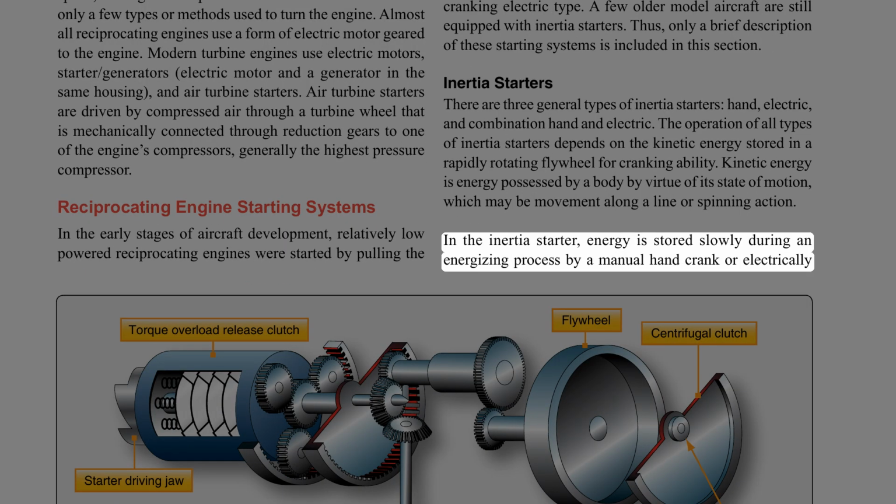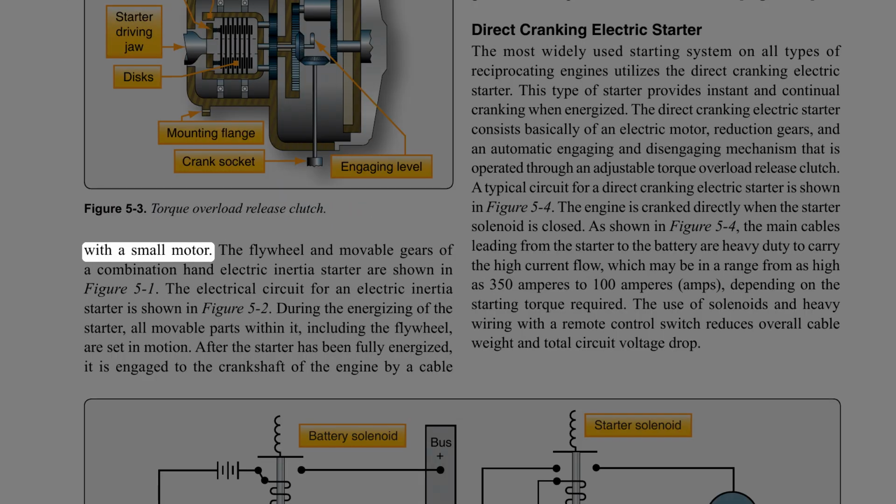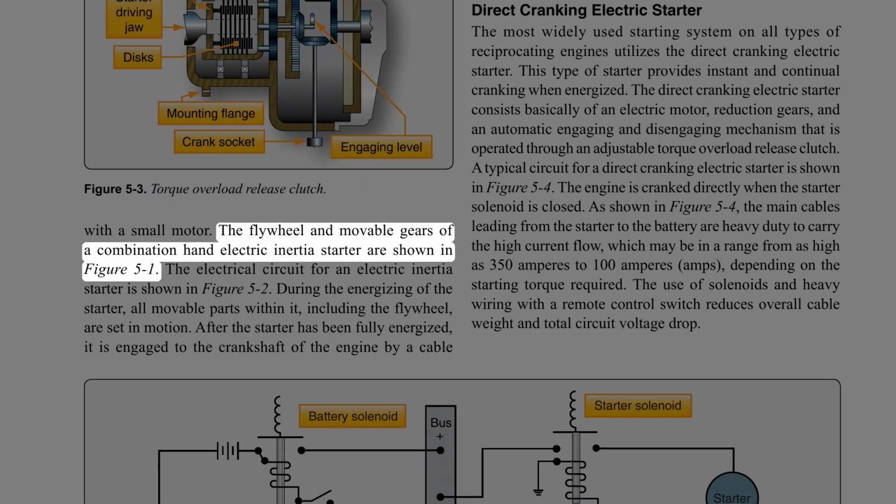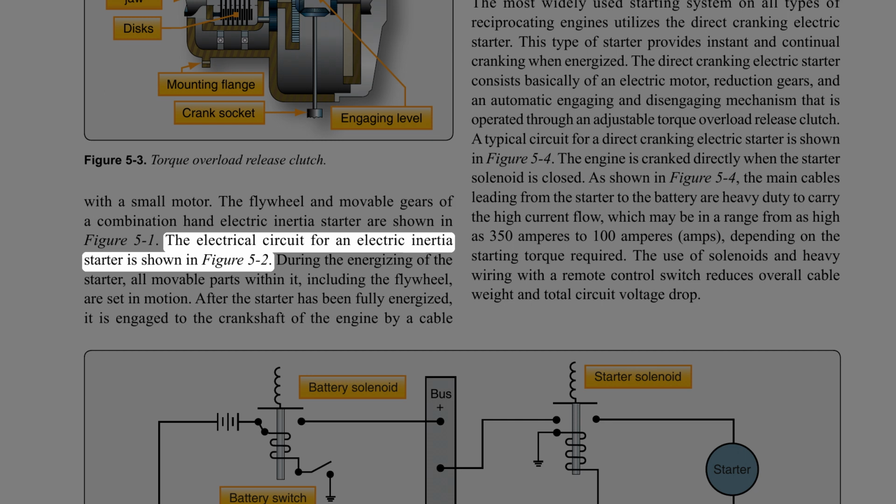In the inertia starter, energy is stored slowly during an energizing process by a manual hand crank or electrically with a small motor. The flywheel and movable gears of a combination hand-electric inertia starter are shown in Figure 5:1. The electrical circuit for an electric inertia starter is shown in Figure 5:2.